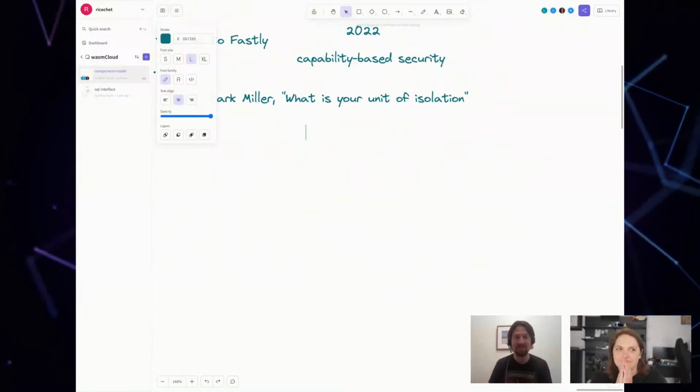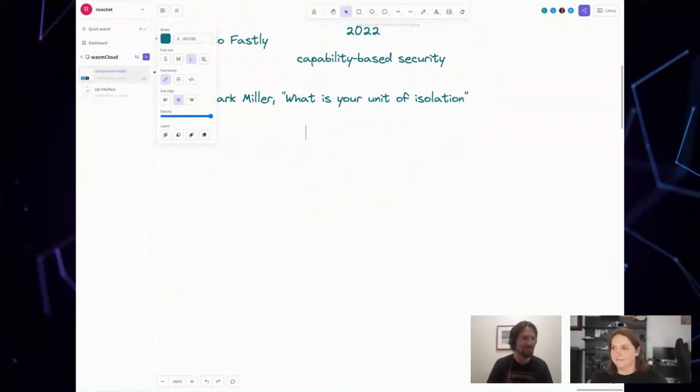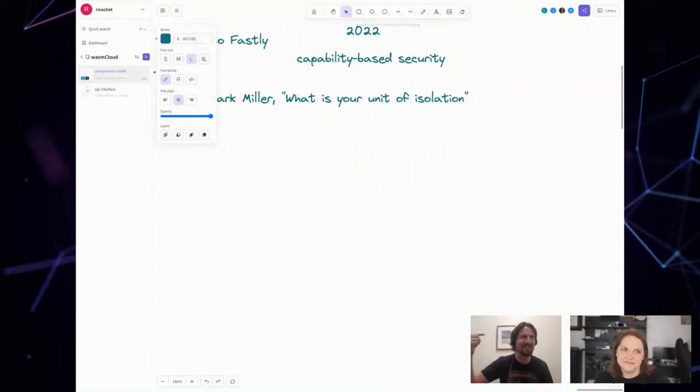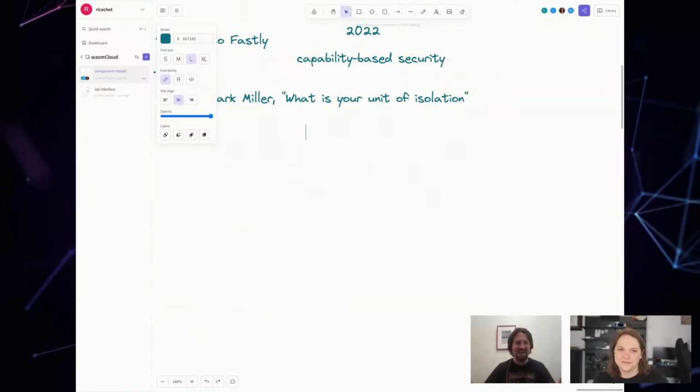What is yours? Is it a process? Is it a container? Is it a microservice? Is it a what? Is it a vat? Is it a compartment? These are all terms that have existed.